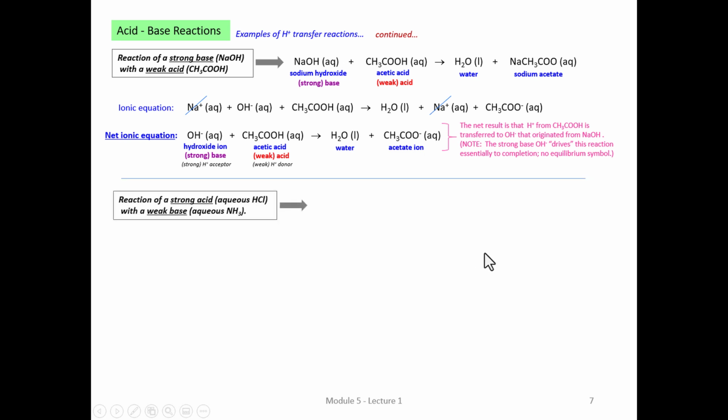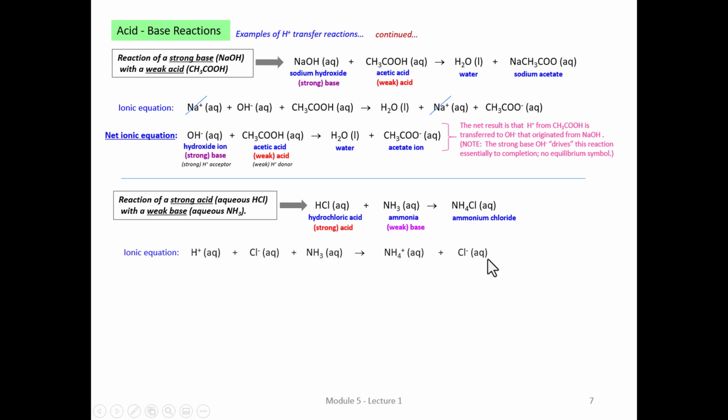Our final combination would be a strong acid reacting with a weak base, and you might guess this is also going to be driven to completion by the strong acid, but let's look at it in more detail. We'll use our prototypical strong acid, HCl, our prototypical weak base, ammonia, and the reaction would give us ammonium chloride at 100% efficiency because the strong acid is going to drive this reaction to completion.